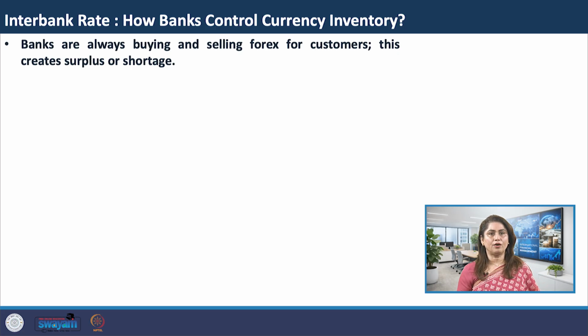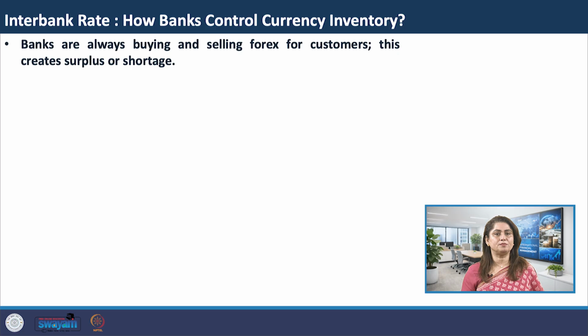We have already established that the interbank market is where banks trade foreign currency with each other. But let us now go to a deeper level. Why do banks need to trade with each other at all? The answer lies in inventory management. Think of a bank as a shop that deals in foreign currency all day long. Every time an exporter walks in and surrenders dollars, the bank's dollar inventory increases. Every time an importer walks in and demands dollars, the bank's dollar inventory decreases. These two flows almost never perfectly cancel each other out in real time. So, at any given moment, a bank either has too many dollars, a surplus, or too few, a shortage.